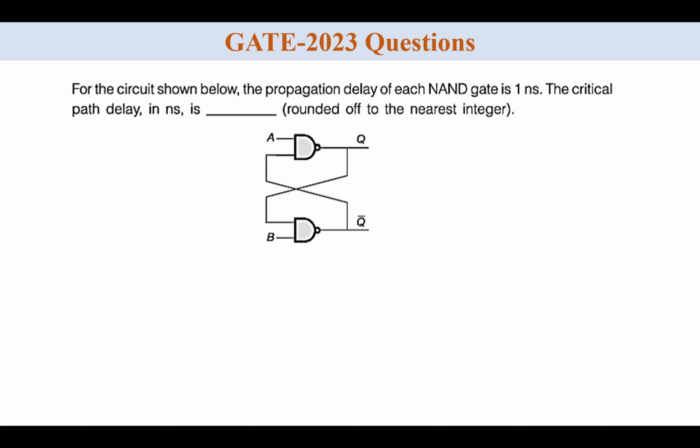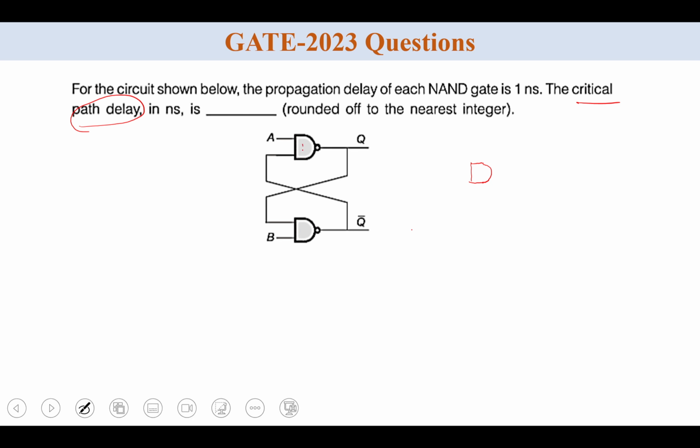Okay, so one more question here. They give a circuit. Here we are using 2 NAND gates, and they ask what the critical path delay is. The critical path is the longest path from input to output. But here we have to redraw this circuit in this way.